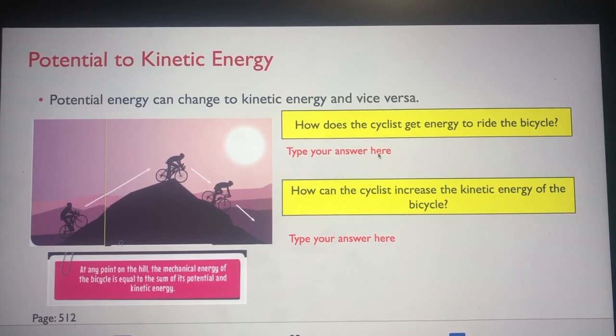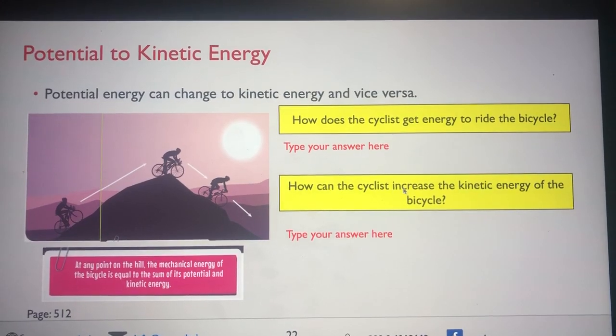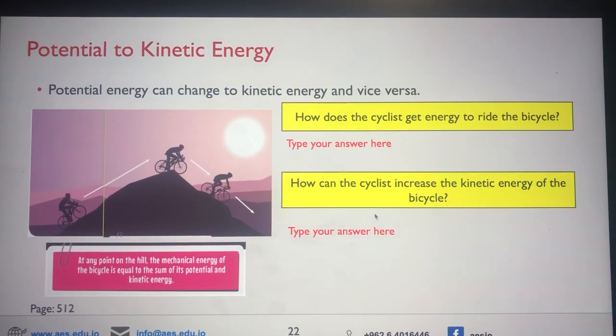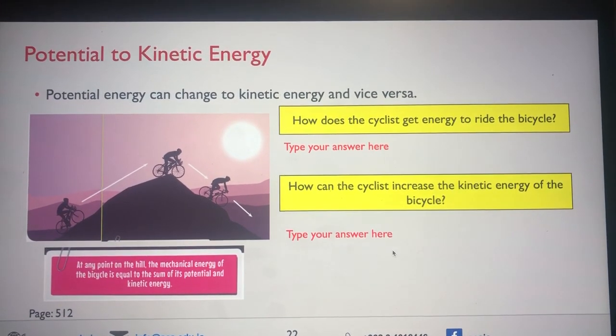Alright, so based on the following information, how does the cyclist get energy to ride the bicycle? You can type your answer here. And how can the cyclist increase the kinetic energy of the bicycle? Also, please type your answer here.